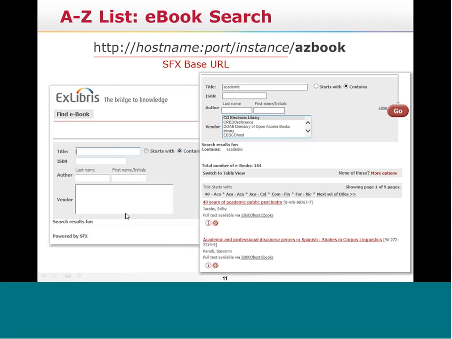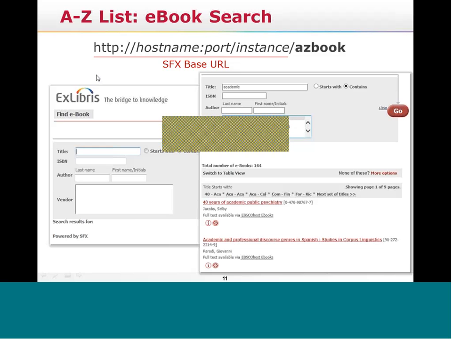Now, in addition to the A to Z list for eJournals, there is a separate A to Z list for ebooks. Keep in mind they are very separate search interfaces. The default URL for the ebook A to Z list is your SFX-based URL, as you see here, including this /AZ book at the end. That will generate your ebook A to Z list. The ebook search options are very similar to the A to Z list eJournal options. However, ebooks do not have categories and subcategories assigned, so you won't see any category options in the ebook search. And the results that display will be very similar to the A to Z list eJournal results that we just saw previously.